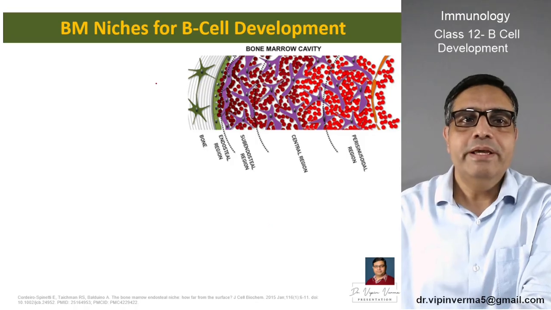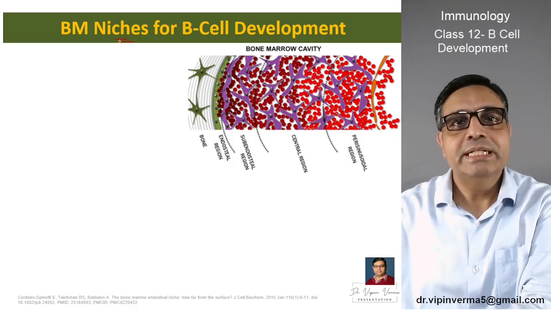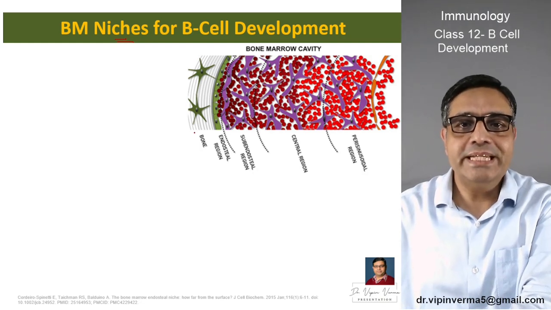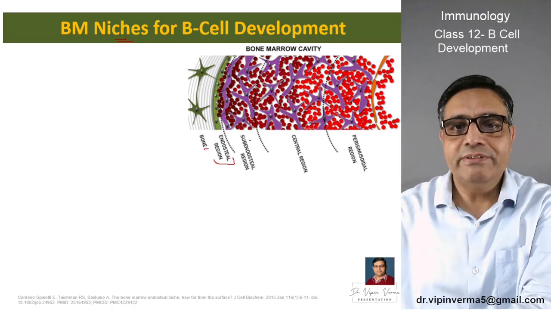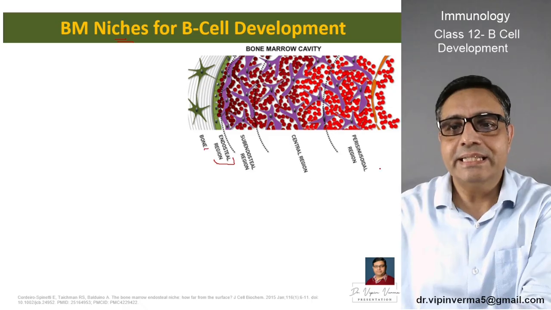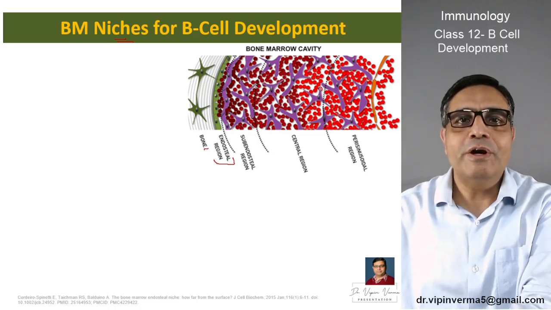Okay, now if we see, the bone marrow has niches or specialized microenvironments. What's a niche? It's a specialized microenvironment for B cell development. So if you can see here, this is the bone marrow cavity, and then we have this endosteal region, then the sub-endosteal region, which is just under the endosteal region, then the central region, and then the perisinusoidal region. So these are some of the regions of the bone marrow cavity.